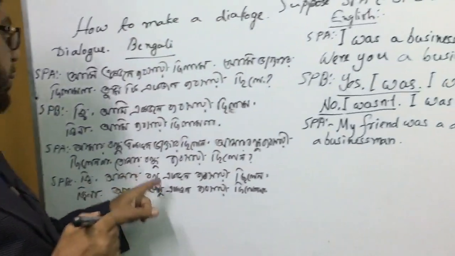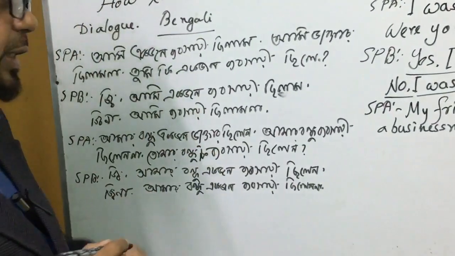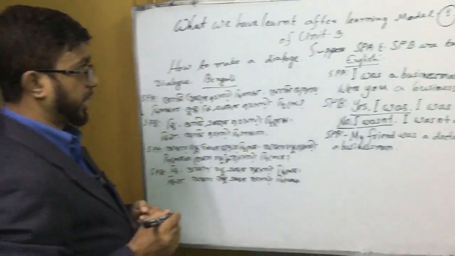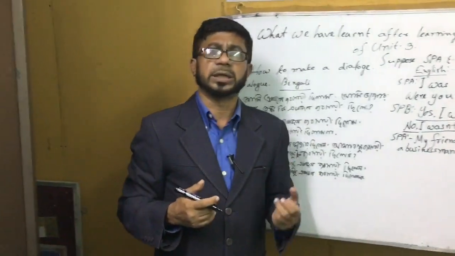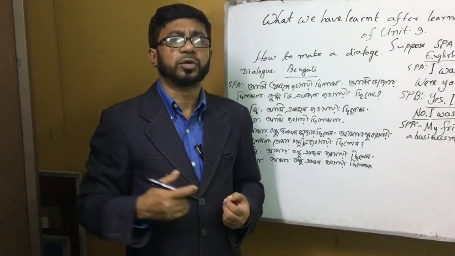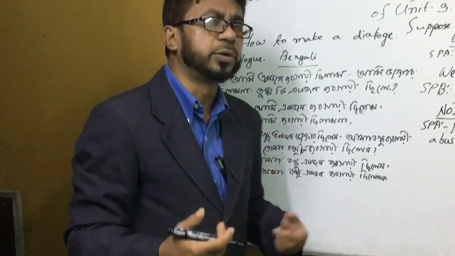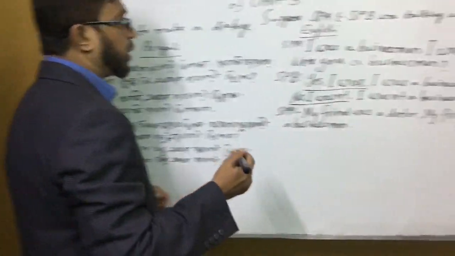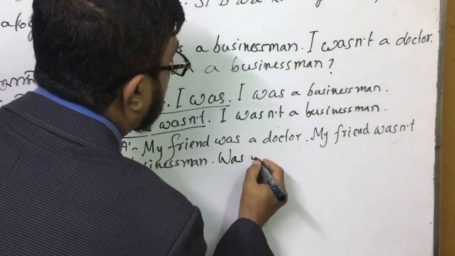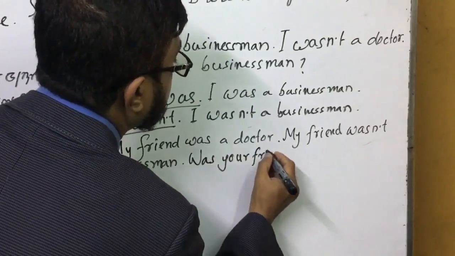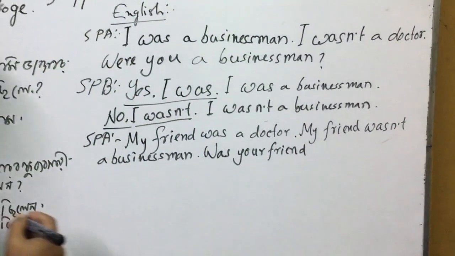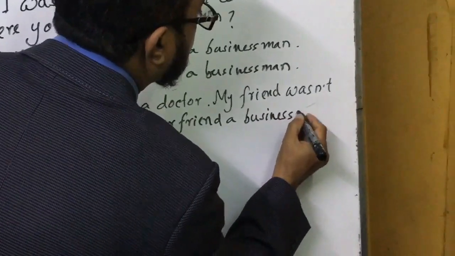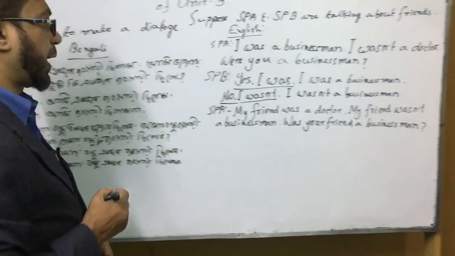Now we can see, "তোমার বন্ধু কি ব্যবসায়ী ছিলেন?" This is an interrogative sentence, Model 3. Try to remember, "তিনি কি ছিলেন?" Was he? In here, instead of তুমি, তোমার বন্ধু. তুমি কি ছিলে, সে কি ছিল, was he. Instead of was he, তোমার বন্ধু, was your friend a businessman? Was your friend a businessman?